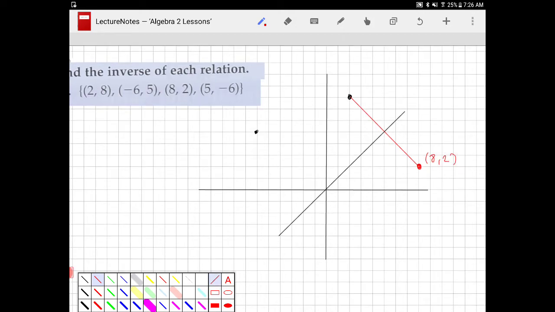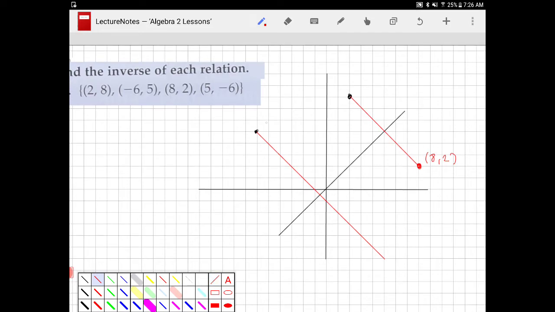Well, let's do that again. If I take this and reflect it over the line y equals x, I believe it's right here. So this original point is at (-6, 5). The new point now, let's see here, I miscounted. Whoops. The new point now is located at (5, -6).